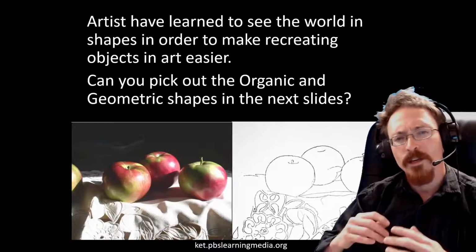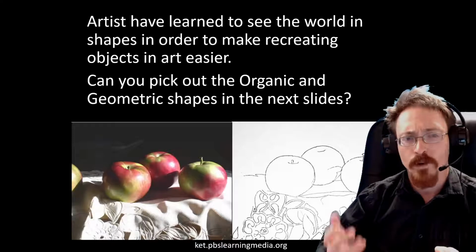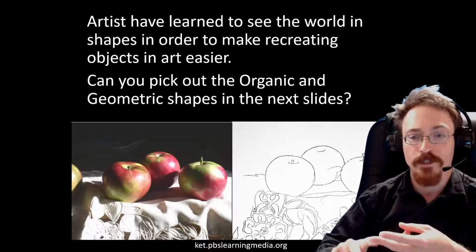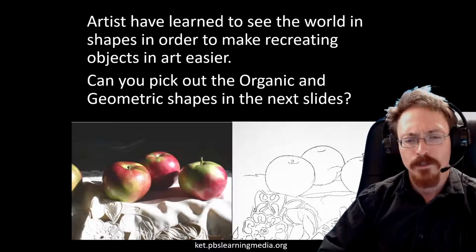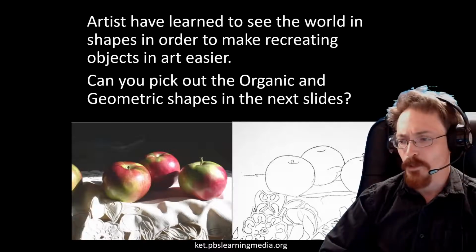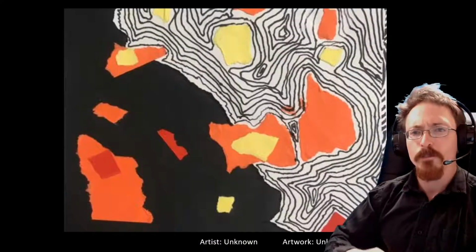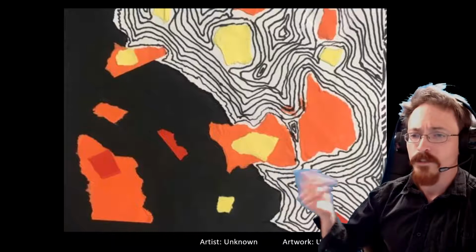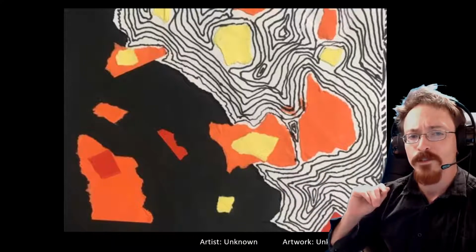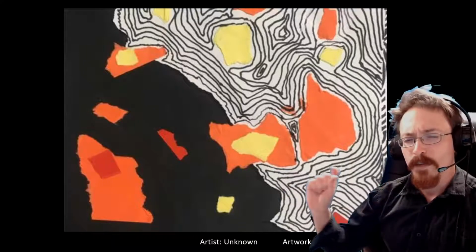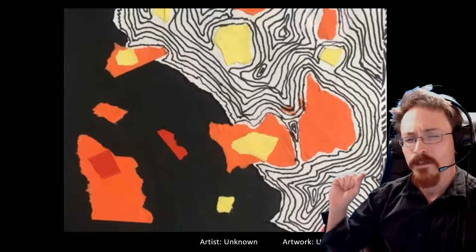So now that we have looked at what basic shapes are, what organic shapes and geometric shapes are, and how artists can use them, I have a couple questions for you. So I want you to pause the video, take a good look at this picture, and answer this question. Are the shapes in this picture organic or geometric?